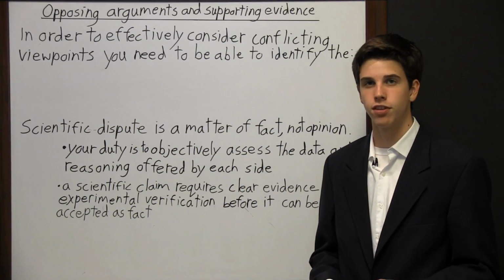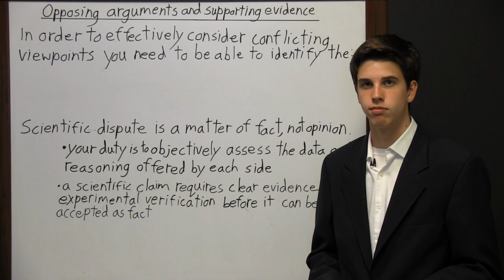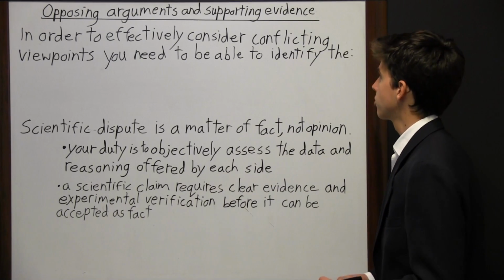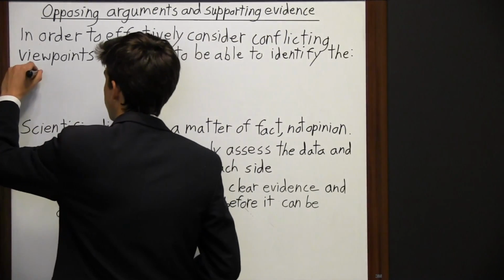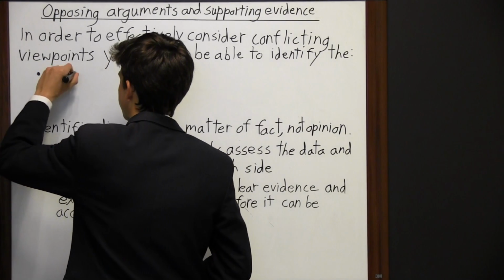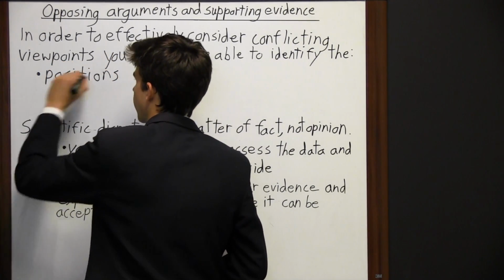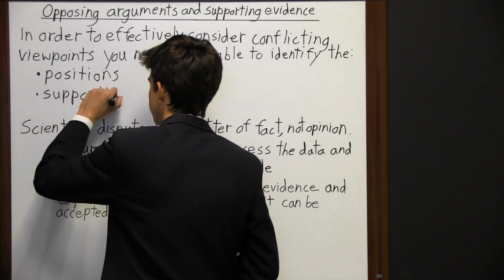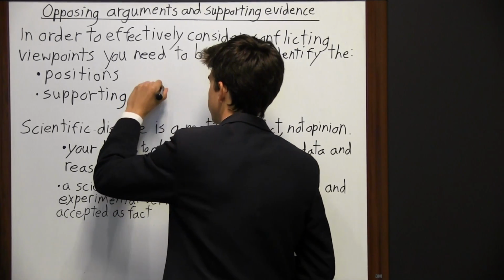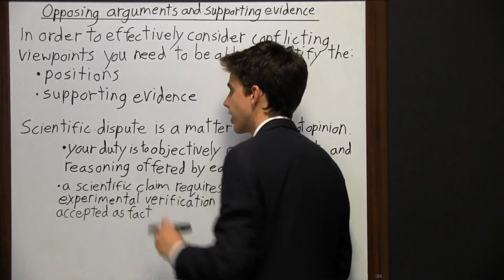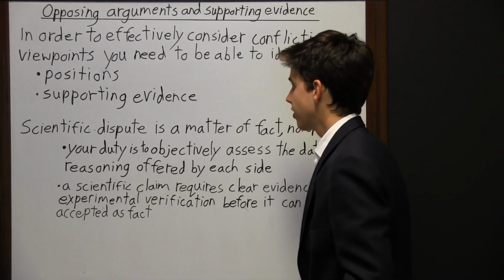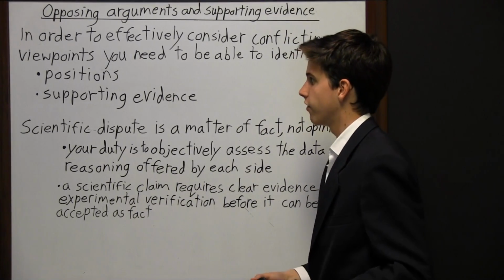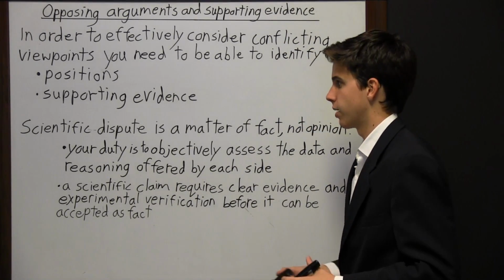ACT Science Conflicting Viewpoints. In order to effectively consider conflicting viewpoints, you need to be able to identify two things: the positions of each side of the argument and the supporting evidence for each side of the argument. So you need to understand where each side stands, and you need to understand if there's any credibility for both of the positions. In other words, understand if they have any information to back themselves up, to back their positions up.